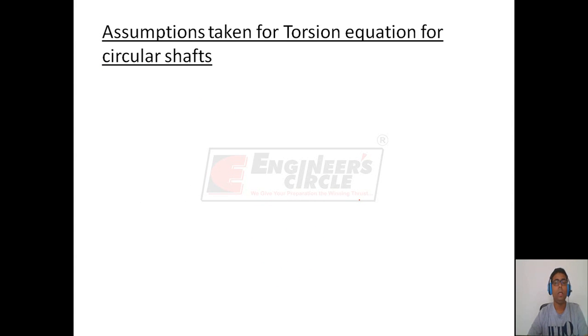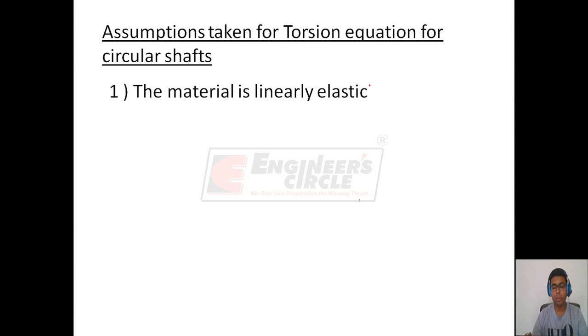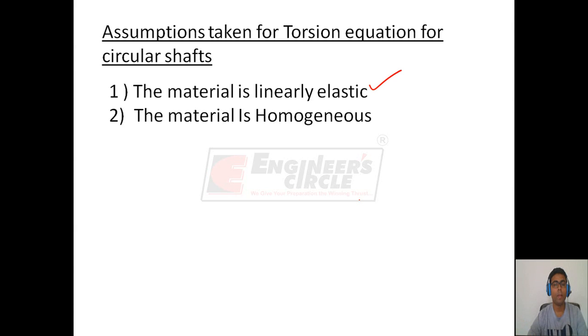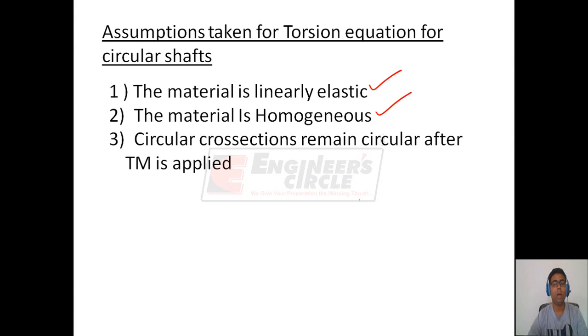Now, while deriving the torsion equation, following assumptions have been taken. The material is linearly elastic because we have used Hooke's law. The material is homogeneous because while integrating we have taken G out of the integration. Cross sections remain circular after twisting moment is applied.